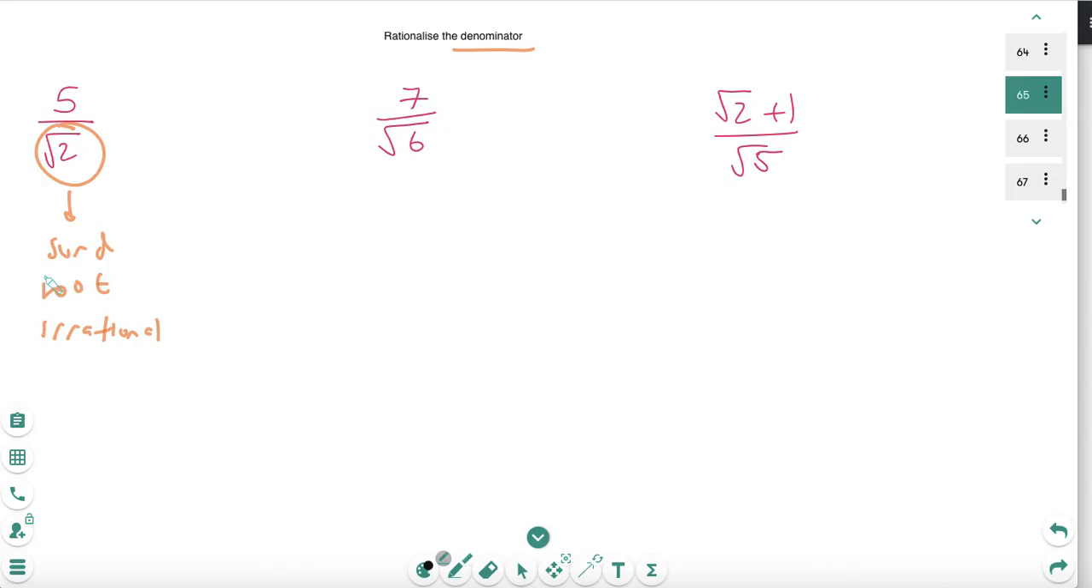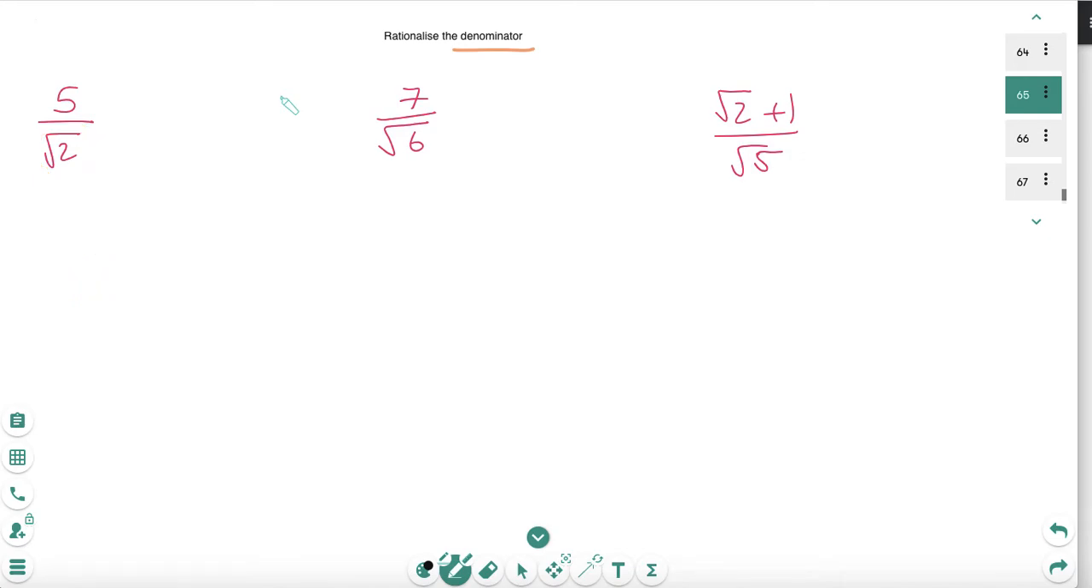So what we have to do is rationalize it. To rationalize means to get rid of the surd. So that's our goal: get rid of the surd at the denominator. Look at all three of these denominators. There are surds. So our goal is to get rid of the surds. There could be a surd on the top, that's fine. But the question is rationalize the denominator. So get rid of the surd at the denominator. How do you do that, guys?